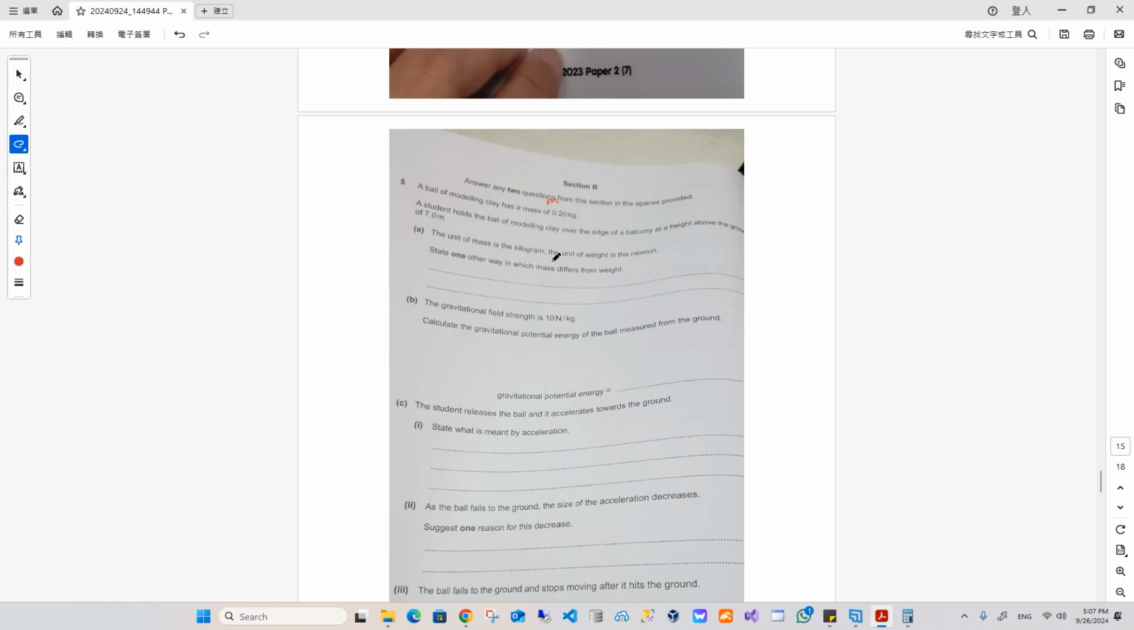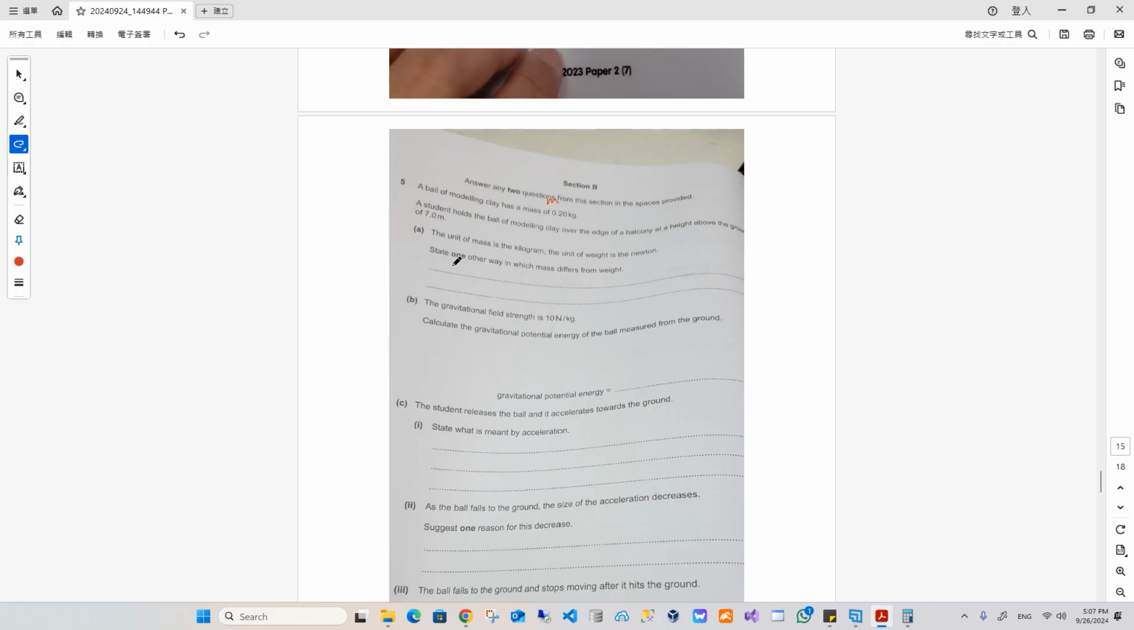The unit of mass is the kilogram. Sorry, the unit of weight is the Newton, of course. So one way in which mass differs from weight: mass has nothing to do with weight. The units are different. They are actually unrelated things.